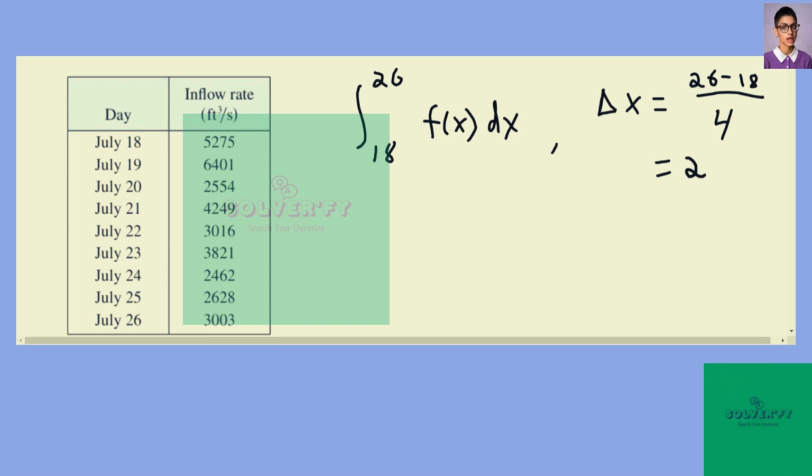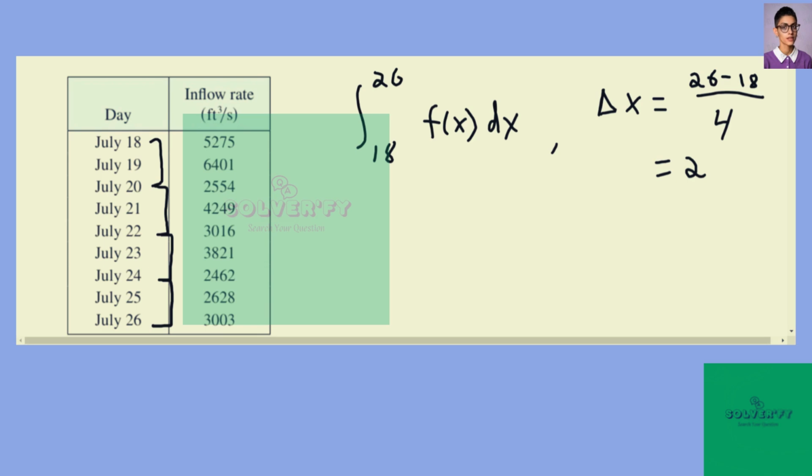So our intervals would be 18 to 20, 20 to 22, 22 to 24, and then 24 to 26. If we use the midpoint rule, then we're going to choose the value in between each interval. Our range is from 18 to 20, so we would choose 19. Then for 20 to 22, we choose 21. For 22 to 24, the midpoint would be 23, and for 24 to 26, the midpoint would be 25.